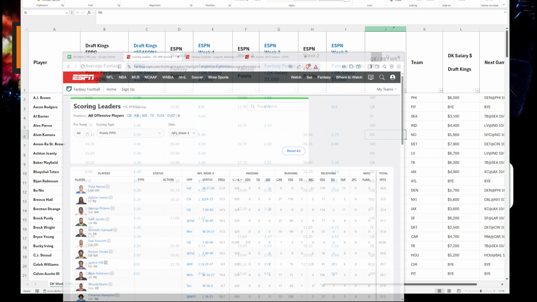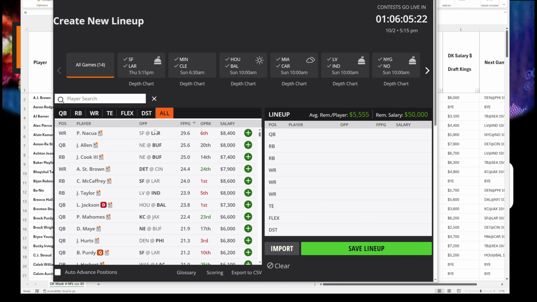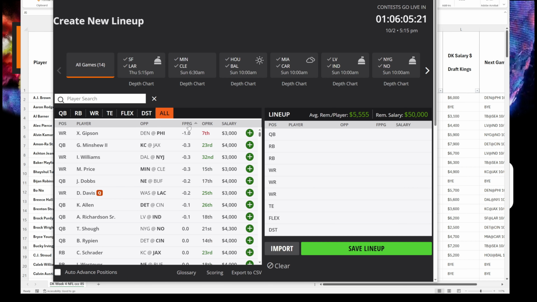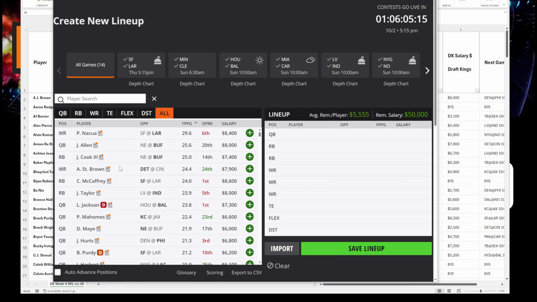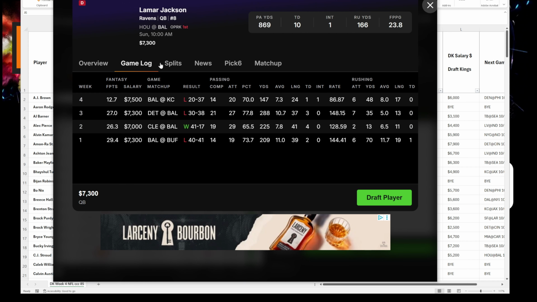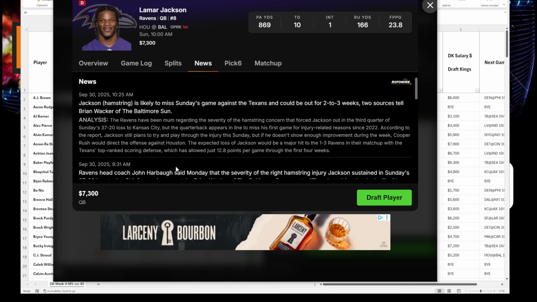So let me show you some more tools that DraftKings provides you. DraftKings is probably one of the best places to look for injuries. So they have the injury designations, Lamar Jackson, doubtful. So when you click him, the game log shows you the fantasy points that he scored per game, but then go to news, and then they give you the update on the injuries.